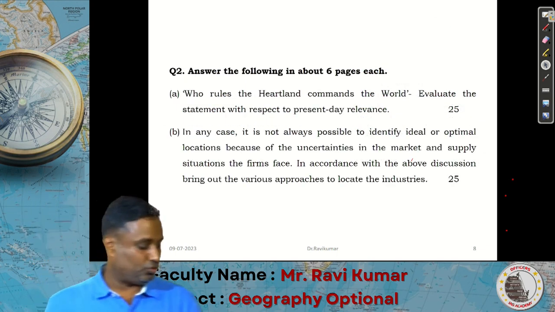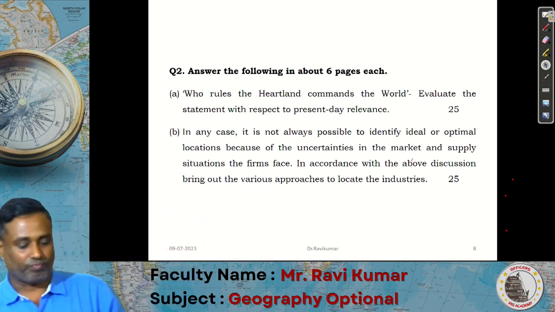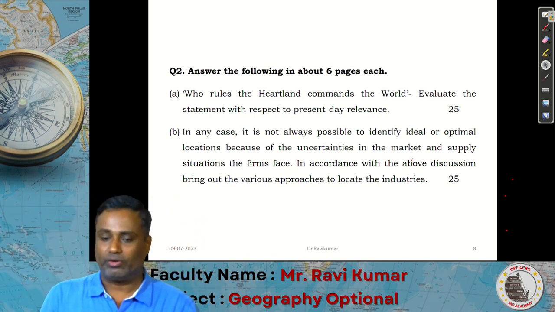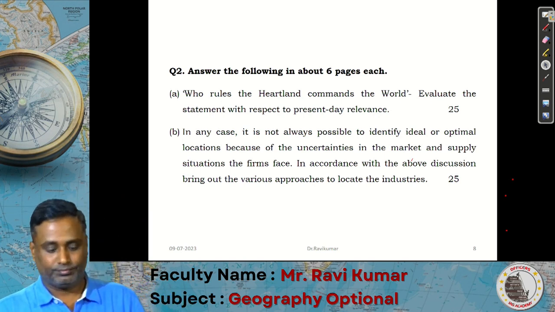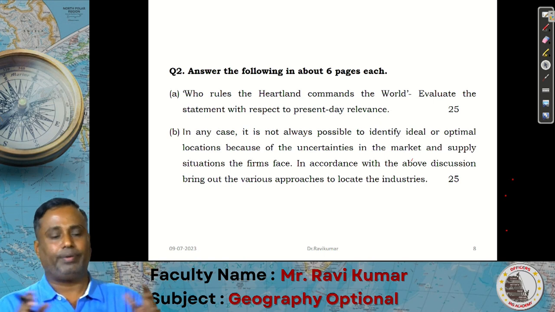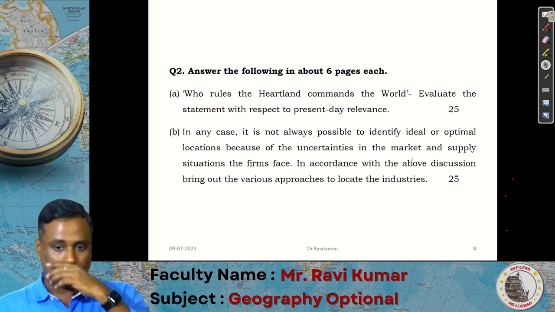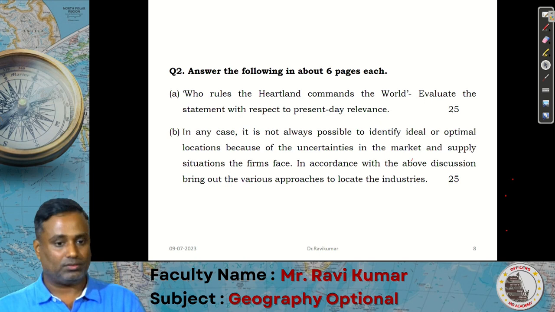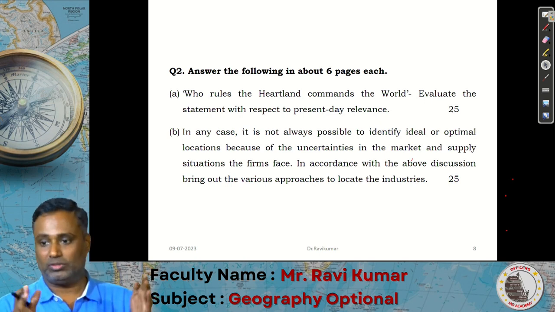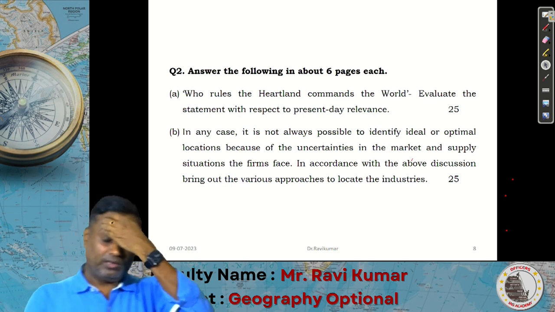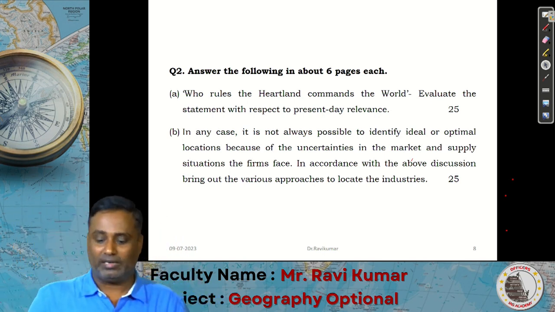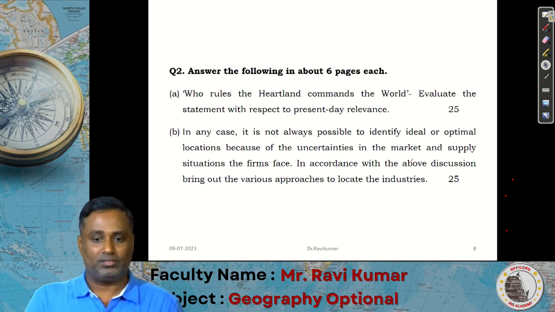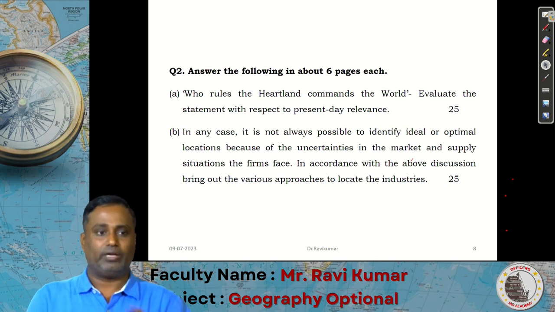Okay, we go to the second question. Every question has 25 marks, right? We are asked to write 6 pages. Whenever they give a number of pages, as I have already told in the class, no need to fill the pages. We have to answer based on our writing speed. Here they are asking 6 pages. Is it possible to write 6 pages? Not possible. We can write a maximum of 4.5 pages and complete that answer.